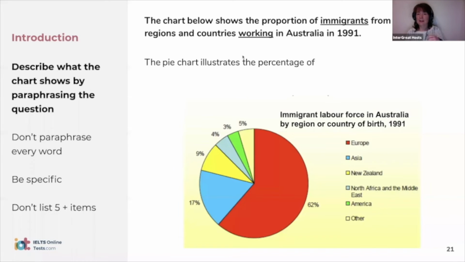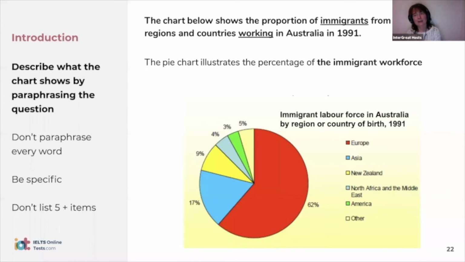And then here we've got immigrants and working. So we can put that together, or we can change the word form. Foreign workers, immigrant workers, we've used the expression workforce, but workers works fine. Portrays is okay, it's a little bit poetic, actually. I would go with depicts or illustrates. That's probably the best one.